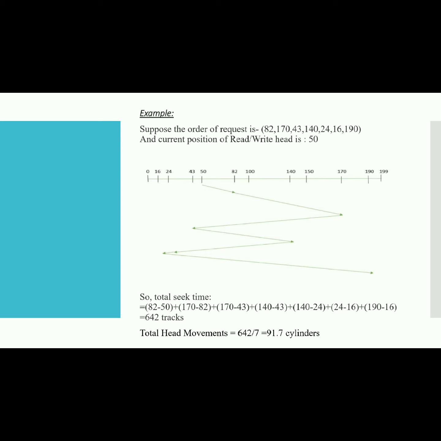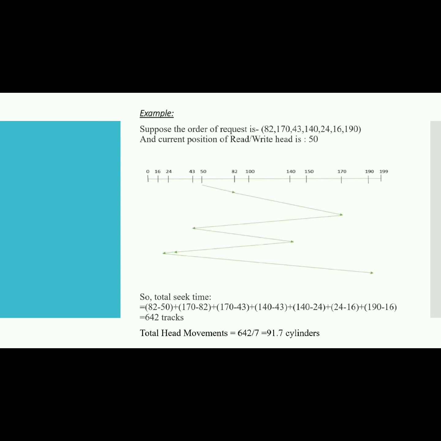So the total seek time we have to calculate now. First one, it goes from 50 to 82, so 82 minus 50. That will get the time spent. Next plus the next one, 170 minus 82. Every time we have to do the larger number minus the smaller number. So we'll get the total time spent. When we do this for all of them, we get 642 tracks.